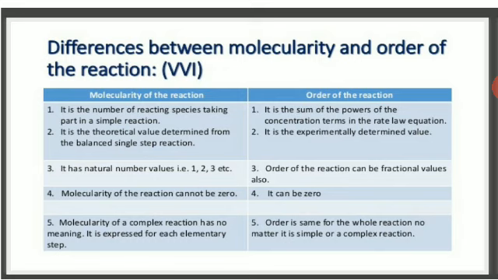This is the difference between the molecularity of the reaction and the order of the reaction. Molecularity is the number of reacting species taking part in a simple reaction. Order of the reaction is the sum of the powers of the concentration terms in the rate law equation. Molecularity has natural number values of 1, 2 and 3, whereas order can be fractional and can also be 0, whereas molecularity cannot be 0.